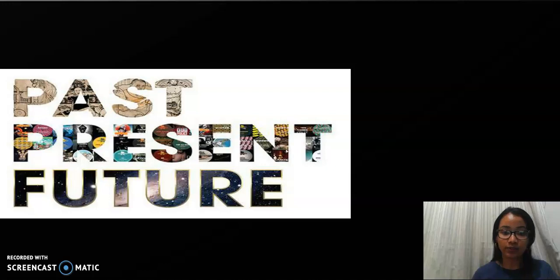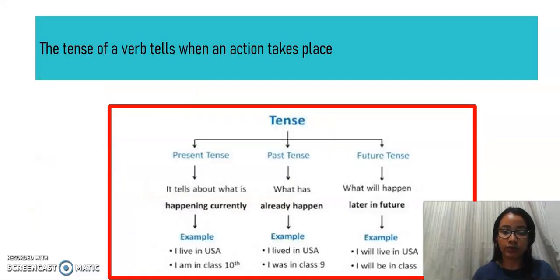So let's start. The first thing that we are going to learn today is that the tense of a verb tells when an action takes place. And there we have three examples of the tenses that we are going to learn today. The first one is the present. It tells about what is happening currently, for example, the activities that you are doing just right now. An example that we have over there is I live in USA.